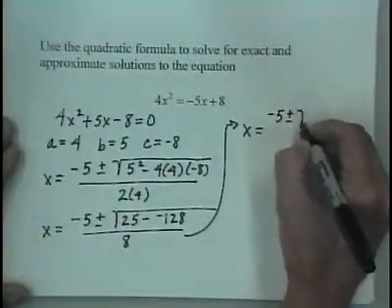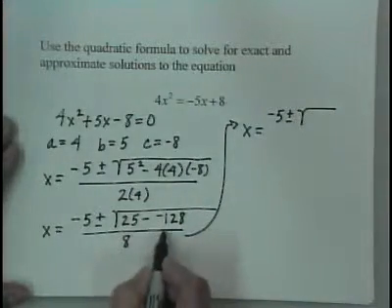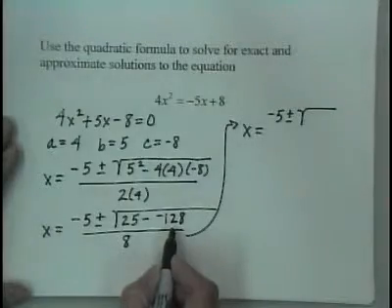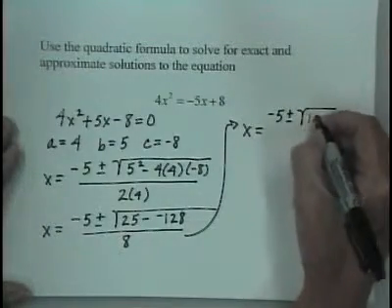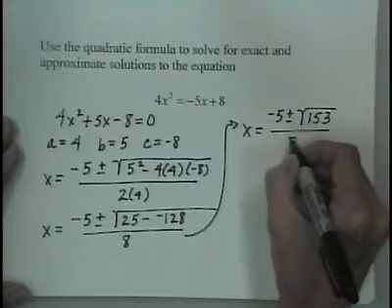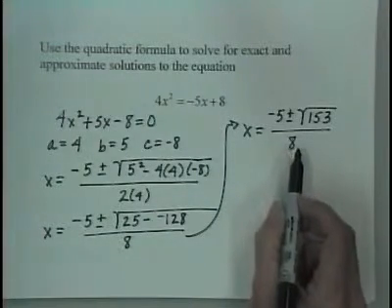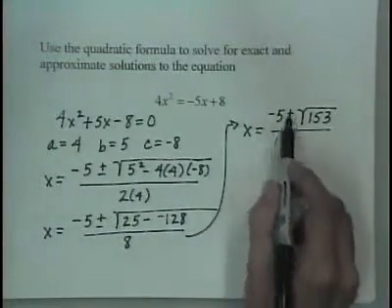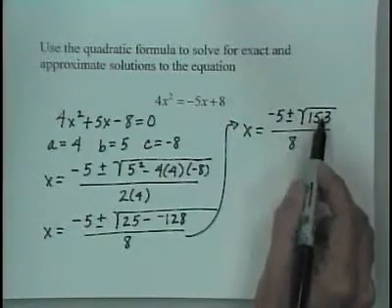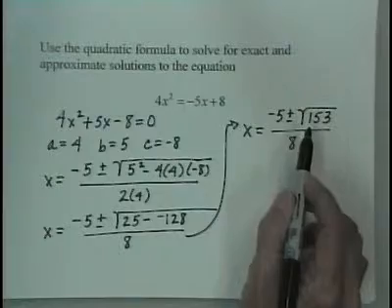Continuing, I want to simplify what's in the radical, and I then have x equals negative 5 plus or minus the square root of. This ends up being 25 plus 128, which is 153, divided by 8. 153 is a prime number, and so these two numbers are exact solutions. Negative 5 plus square root 153, negative 5 minus square root 153.